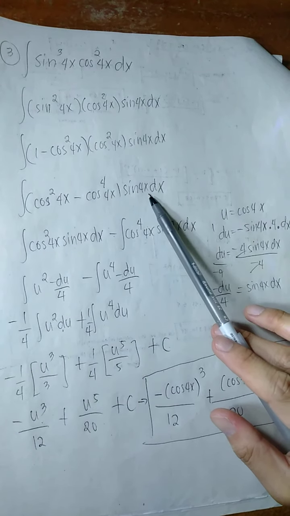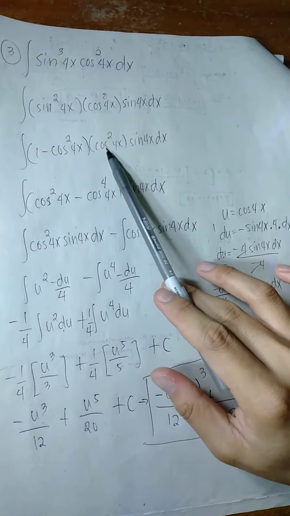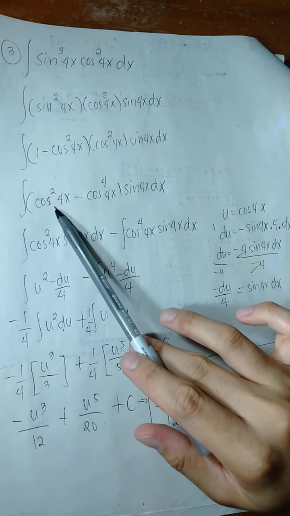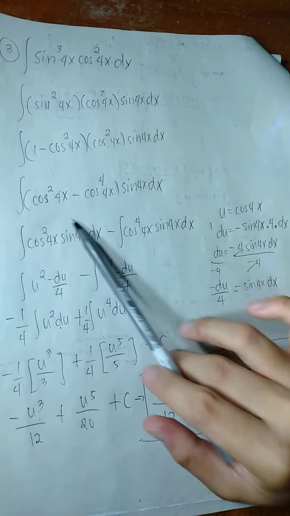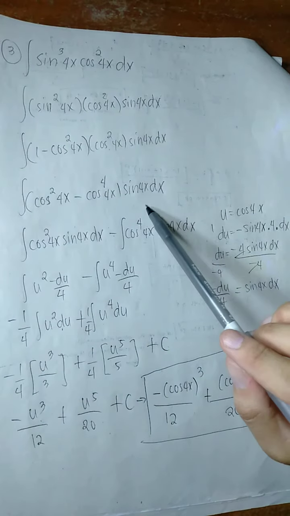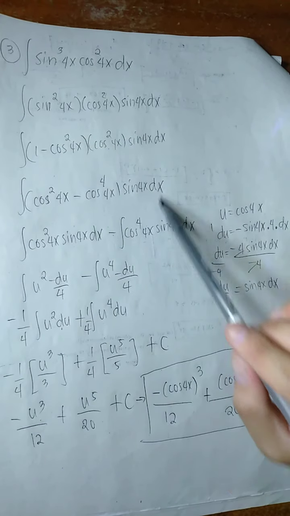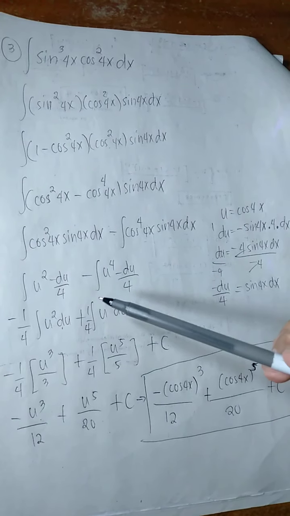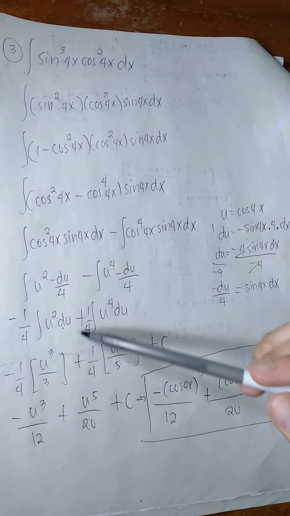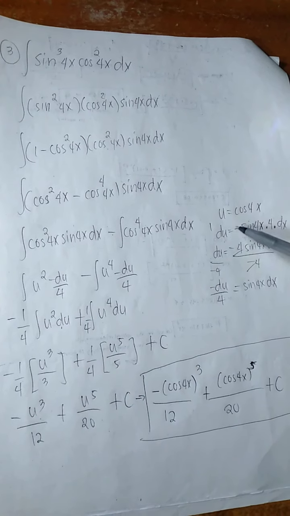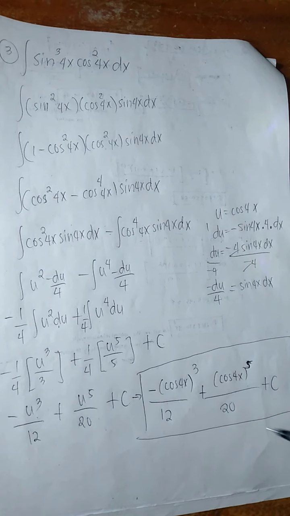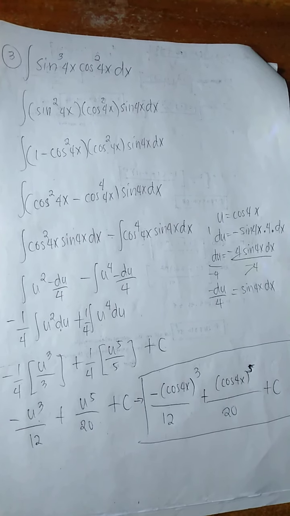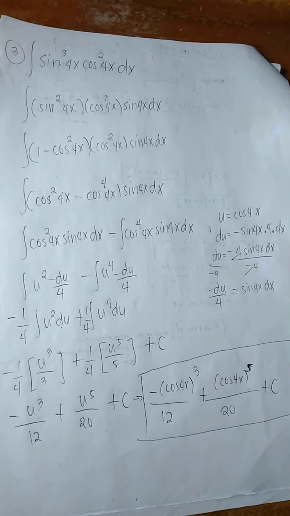It is just evaluation. We distribute cosine squared 4x, so cosine squared 4x minus cosine squared times cosine squared, cosine to the fourth 4x. Then we distribute the integral sign and sine 4x. Then we do the basic integration. Then we let u, and then we arrive at the final answer. In our next video, we will go to case number 3. So that is our next problem.